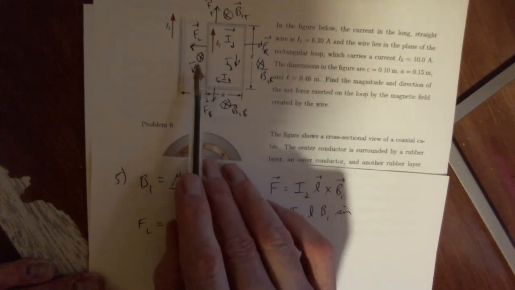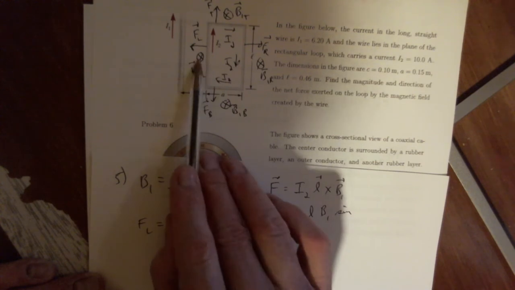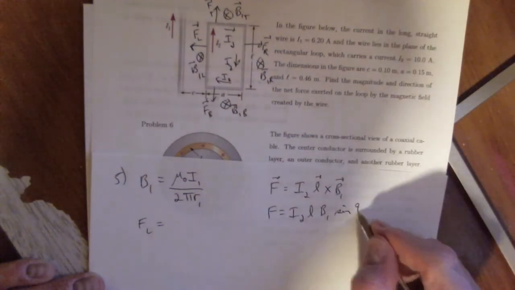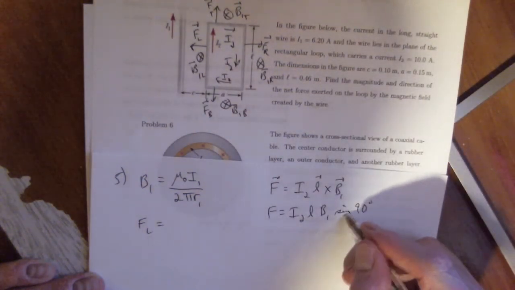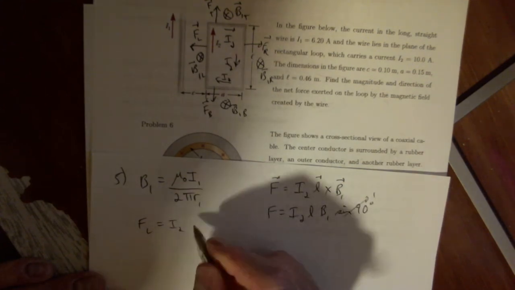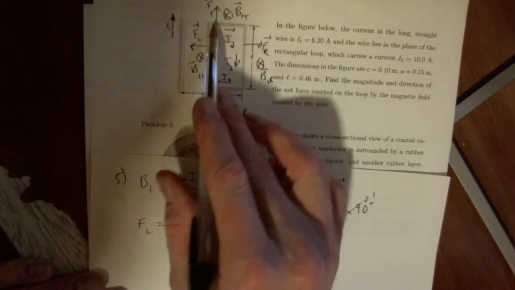I2 on the left side goes toward the top of the page, B is into the page, so 90 degrees. Same thing at the right side, except I goes toward the bottom of the page. So sine of 90 degrees is just 1. So the force on the left side has a magnitude equal to I2 times the length of the left side, which is L, right?